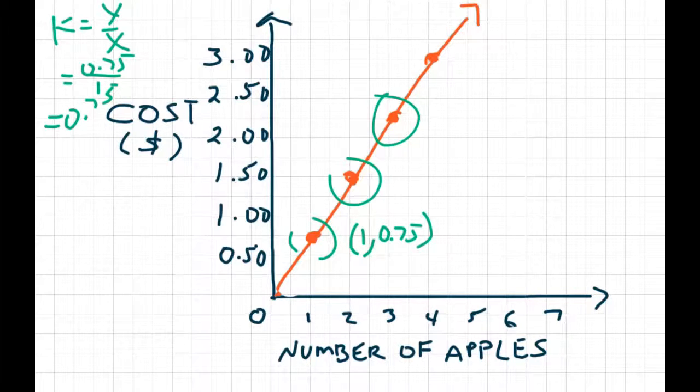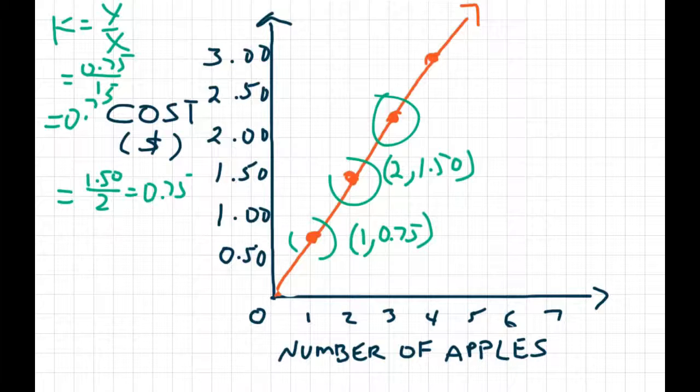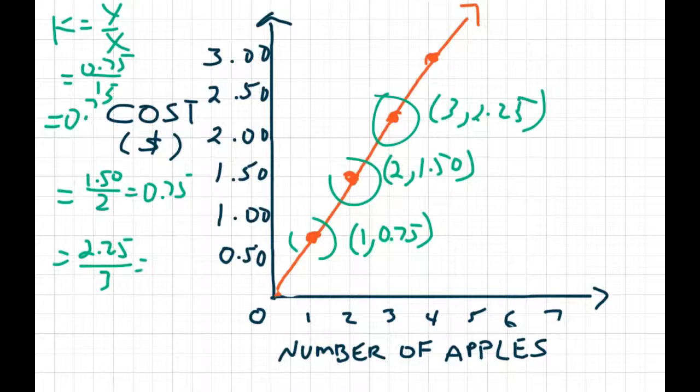Right, this point right here is 2, comma 1.50. So I could do 1.50 over 2. 1.50 divided by 2 is 0.75. I get the same thing. And then this point right here is 3, comma 2.25. And if I did 2.25 over 3, once again, I get 0.75.